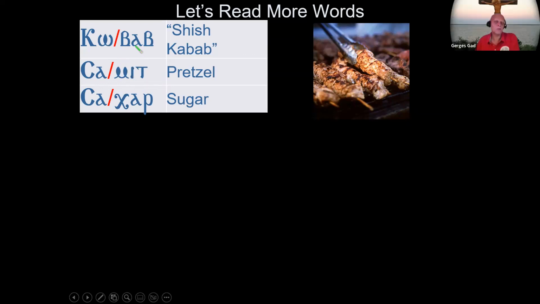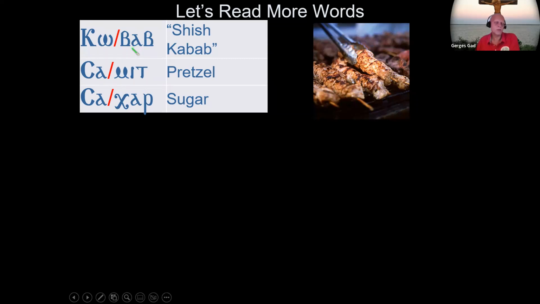Yeah, so we said that if it's followed by a vowel, it's a V. Otherwise, it's a B. So most of the time, it will be followed by a vowel. That's why we say most of the time, it's a V. So here we have a good example of both of them, because this one would be a V and this one would be a B, so kovab.